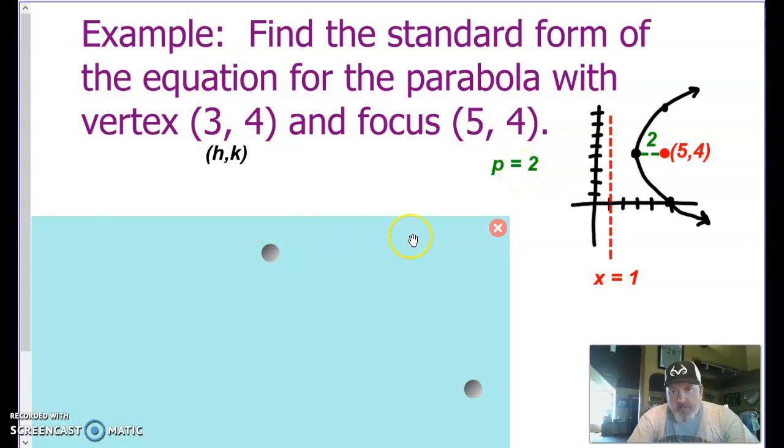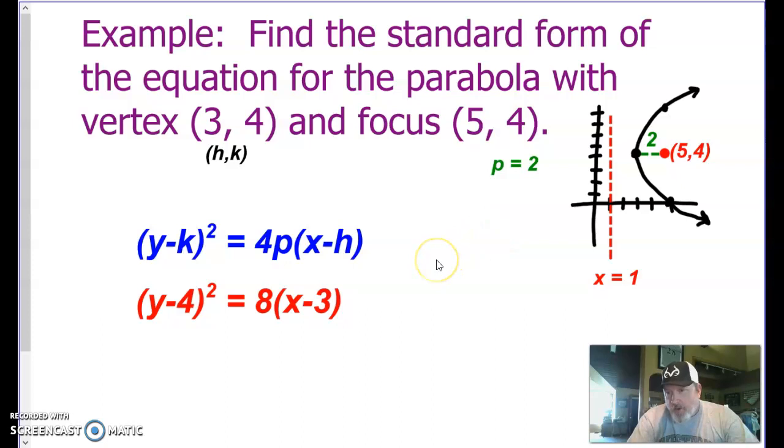And now that we have that, we can go ahead and plug everything in. We need h and k, so we plug that in. H is 3, k was 4. And if p is 2, we know that 4 times 2 is 8. And again, that's positive because we are opening to the right. You didn't have to graph this. You didn't have to identify the directrix or any of that. But I think it does help to draw a rough sketch to make sure that you have the correct equation.